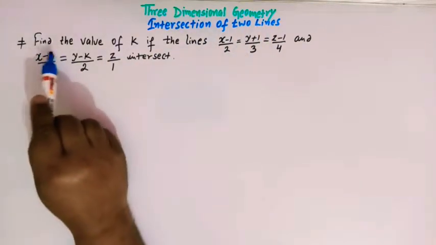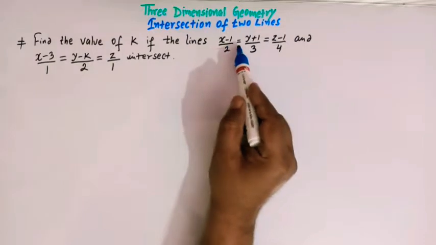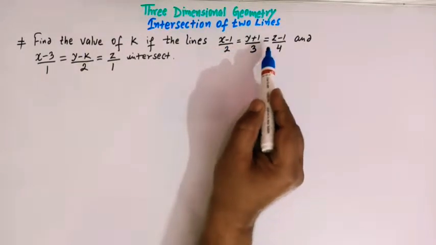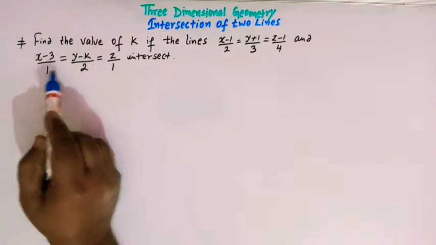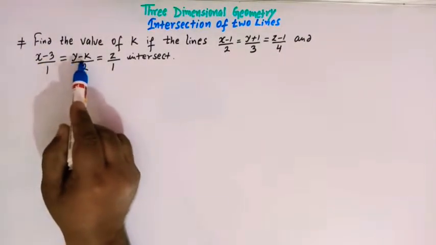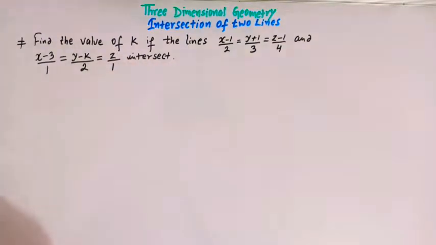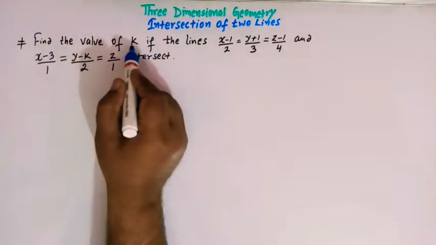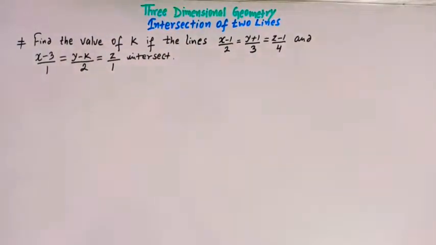So here we have to find the value of k if the lines (x - 1)/2 = (y + 1)/3 = (z - 1)/4 and (x - 3)/1 = (y - k)/2 = z/1 intersect. So we have to find that value of k for which these two lines intersect.